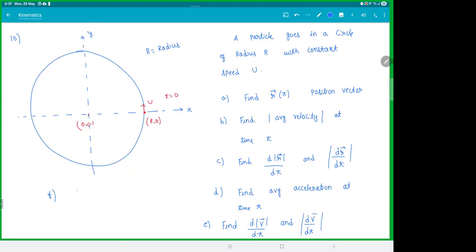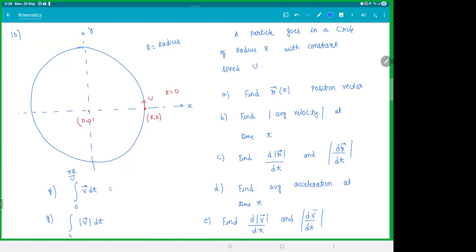I'll add more here. F. Find the integral of v bar dt from 0 to pi r by u. Integral of mod v bar dt from 0 to pi r by u. There, let's get all of them. So here we are just playing with that modulus, putting a mod in and out. What does it even mean?